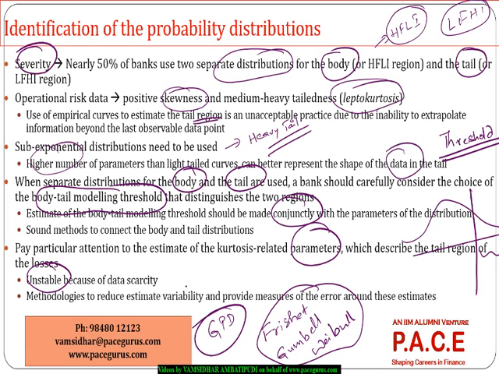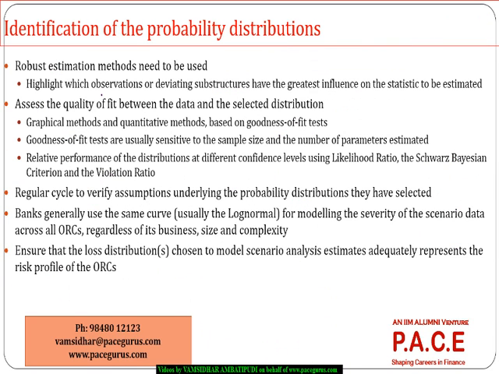And the methodologies that we are using to estimate the variability and provide the measures of the error around these estimates, the estimation methods that we are using, need to be very much robust. They should be able to highlight which observations are deviating and have a strong influence on the statistic that we are estimating. So there should be a quality of fitment, data versus the distribution. What is the goodness of fit?